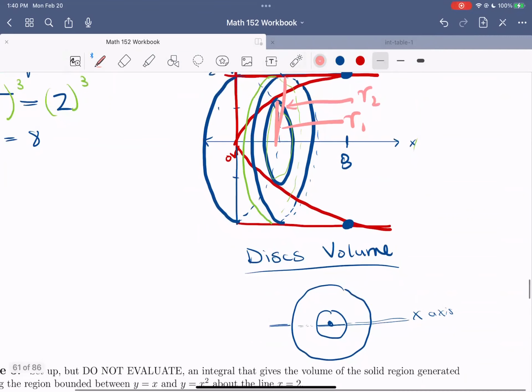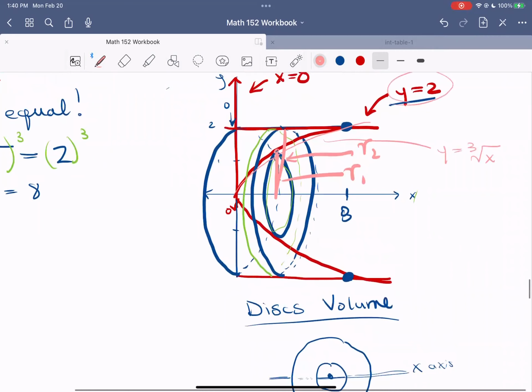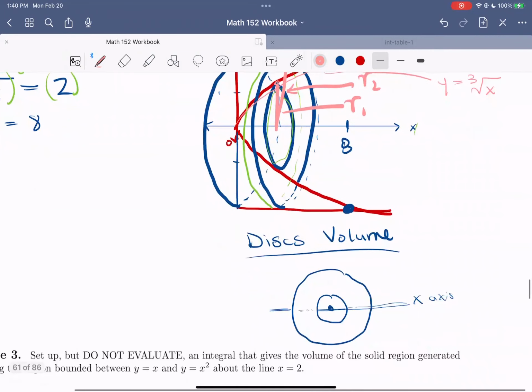Okay, so what are those? Well, we see that R1 ends at our function here, given by y equals cube root of x. And our outer radius ends here at the function y equals 2. So that means our inner radius is going to be given by cube root of x, and our outer radius will be given by just 2.